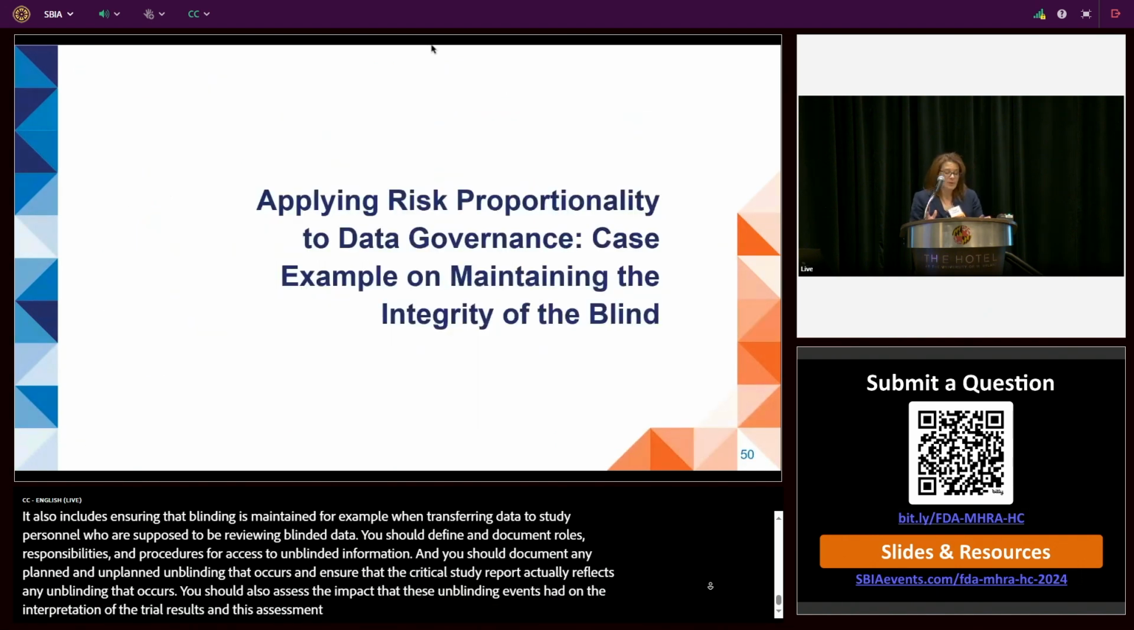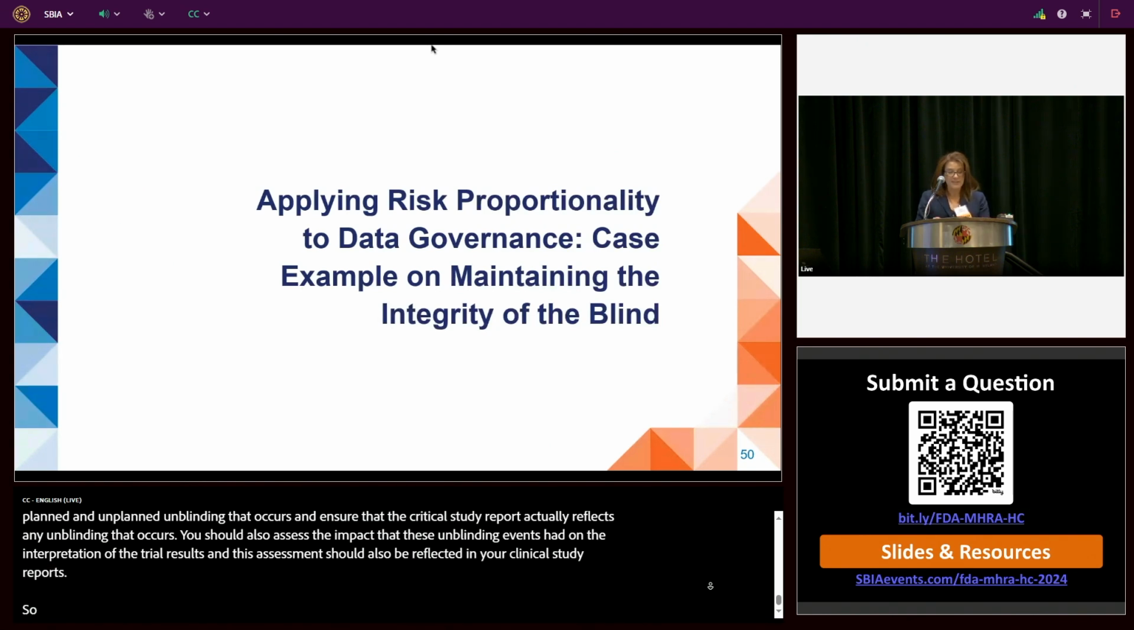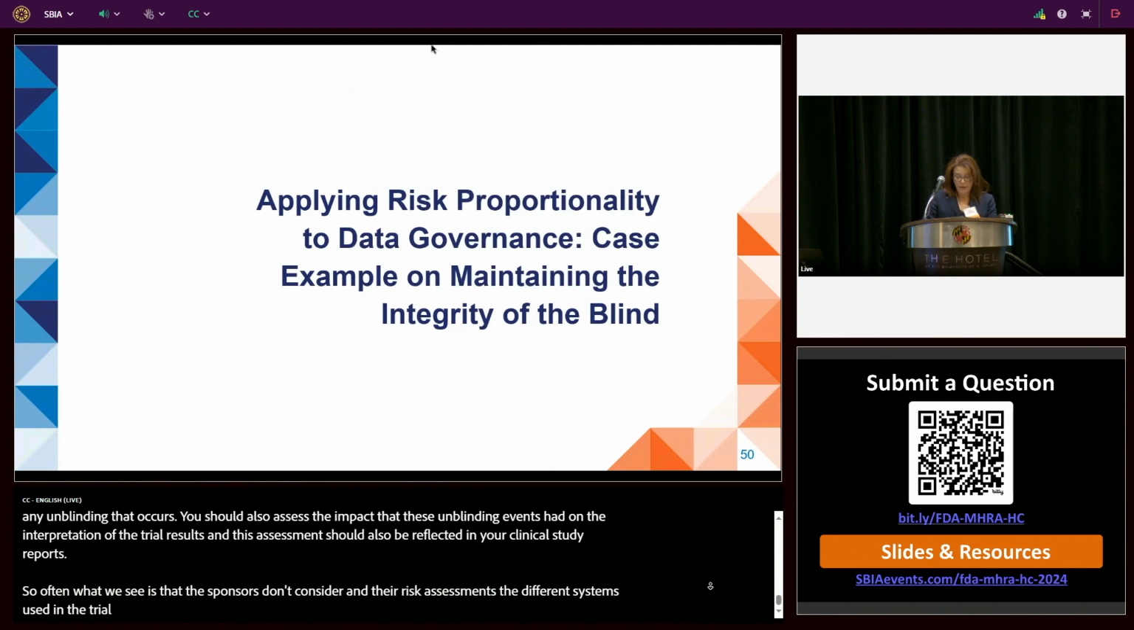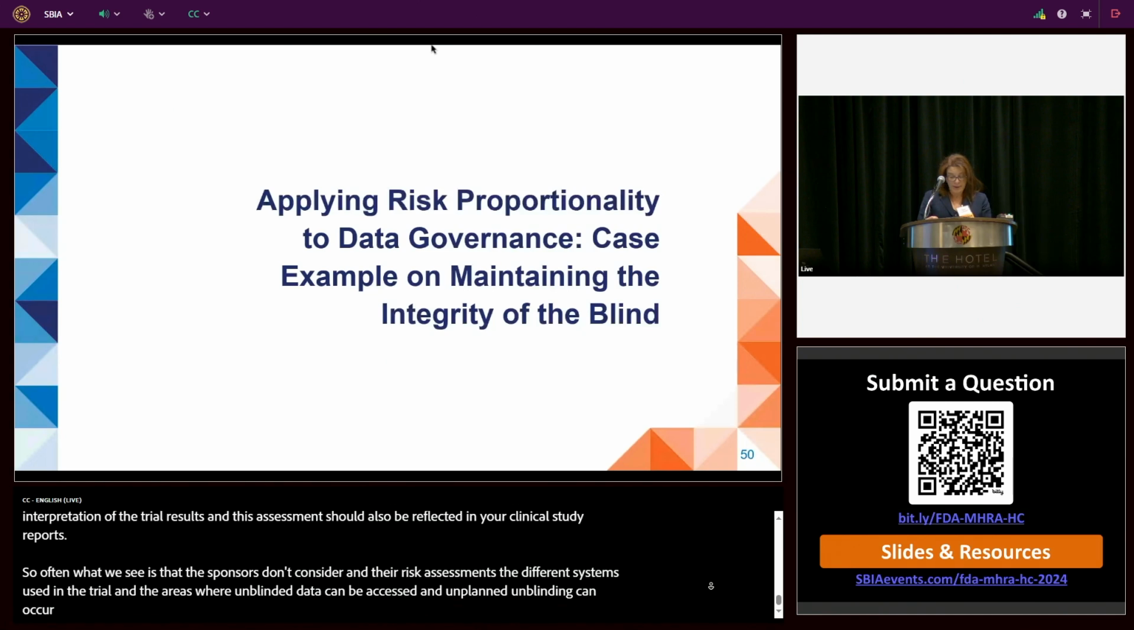So often what we see is that the sponsors don't consider in their risk assessments the different systems used in the trial and the areas where unblinded data can be accessed and unplanned unblinding can occur. And this case example really illustrates how sponsors can fail to identify where the risks are to unblinding and how these risks can be mitigated.